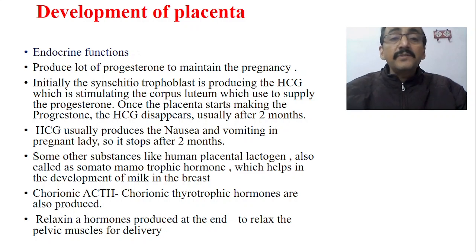Some other substances, like human placental lactogen, also called somatomammotropic hormone, which helps in the development of the milk in the breast, is also produced from the placenta. That's the beauty. Then chorionic ACTH and chorionic thyrotrophic hormones are also produced from the chorionic plate. Relaxin, a hormone produced at the end by the placenta, helps to relax the pelvic muscles for easy delivery. So many endocrine functions are also attributed to the placenta.